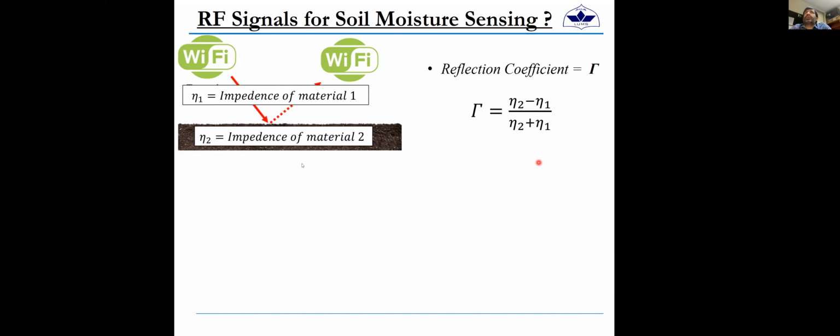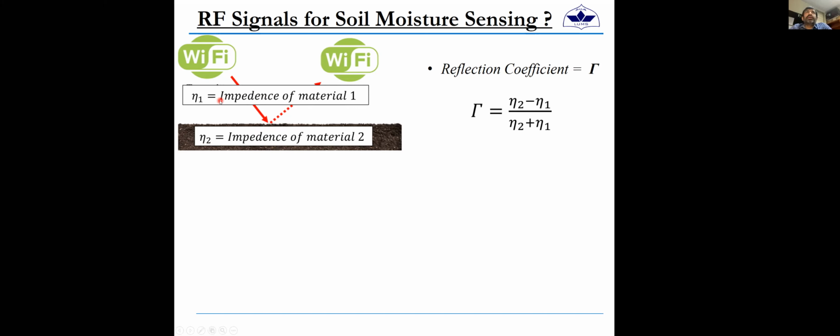So what is eta? eta1 is the impedance of material 1. Material 1 means, for example, in our case, air. And eta2 is the impedance of material 2, which in our case is the soil sample. Okay? So if you know the impedance of material 1 and the impedance of material 2, you can form this ratio. This ratio tells you the reflection coefficient. If you know the reflection coefficient, you can tell how much portion of the incident wave is reflected back. So you need to simply multiply it.